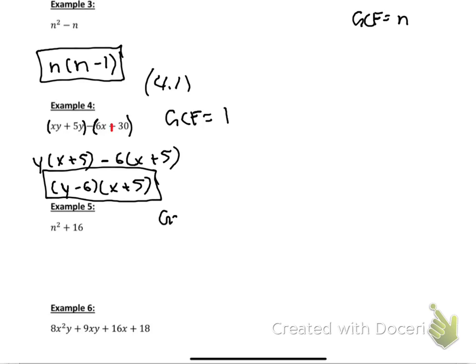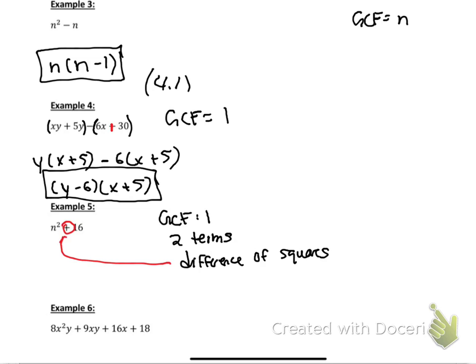Again, we look for our GCF. Our GCF is 1, and then we say we have 2 terms. So we try to find out if this is a difference of 2 squares. Remember, in order for this to be a difference of 2 squares, we would need a subtraction sign right here. But unfortunately, this is addition. In fact, this is the sum of 2 squares. And if you recall from a previous video, we learned that the sum of 2 squares is prime. So we're done, and we have to move on. All right, let's do one more example.